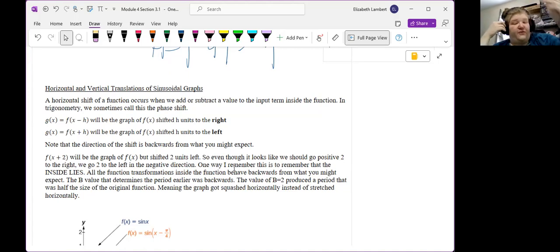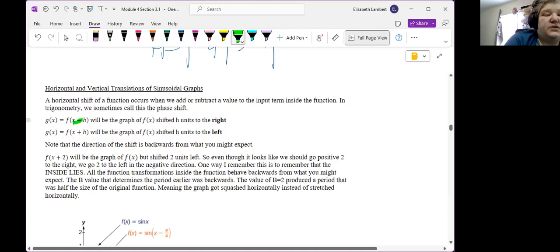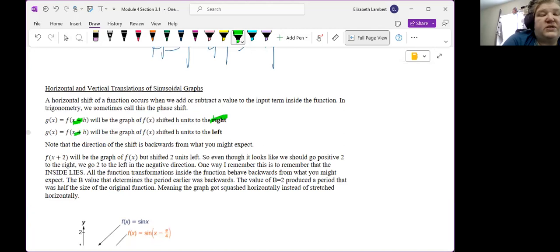So here we've got the formulas again with the same h, and hopefully you remember that these were backwards. So when it was minus a number, it went to the right. When it was plus a number, it went to the left. So this happens backwards of what you see. You might see f of x plus 2 and you think, oh, that's going to go 2 units to the right. No, that is inside the function, so it lies. So it's actually going to go 2 units to the left. And that's what this whole paragraph talks about.